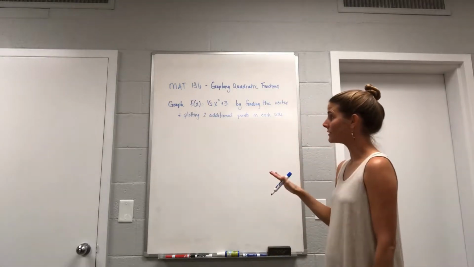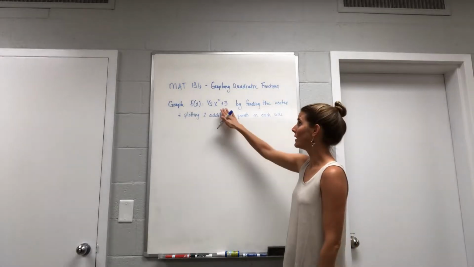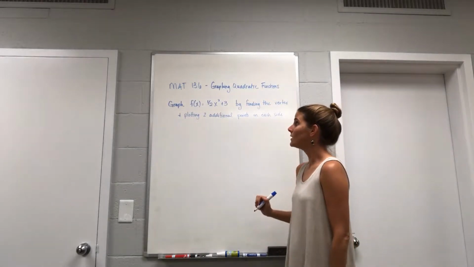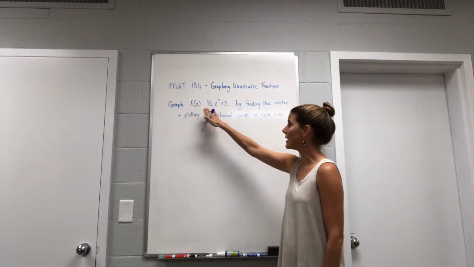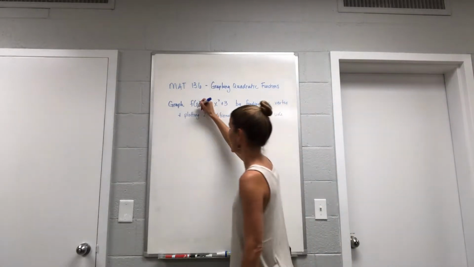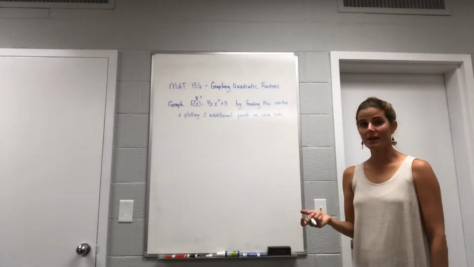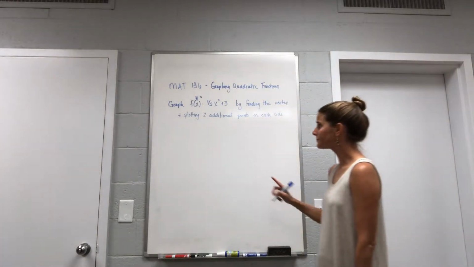So I'm going to start with an example here showing you how to find the vertex when a quadratic is in this form. So this is just function notation. F of x equals 1/2 x squared plus 3. That's like having, this is like a y. And we're going to find the vertex and then plot 2 additional points.